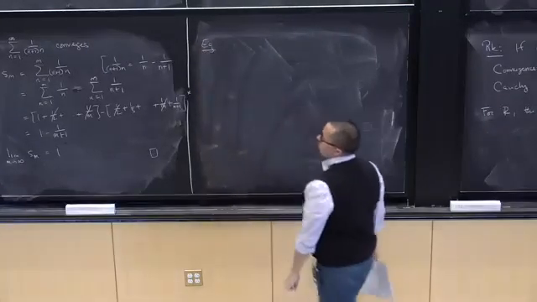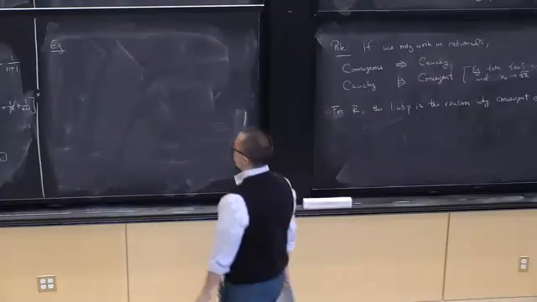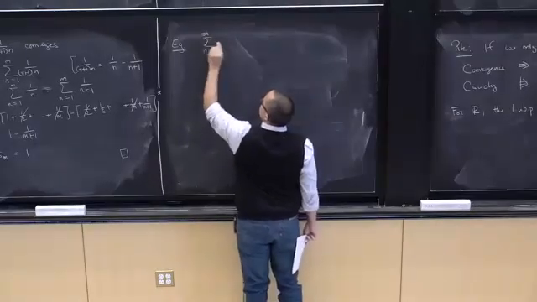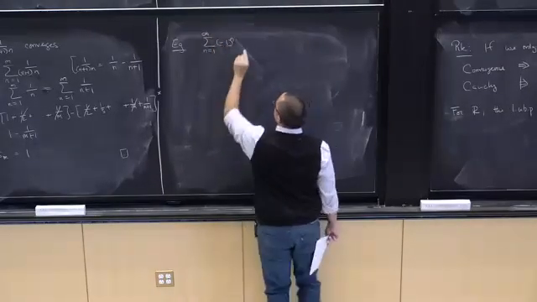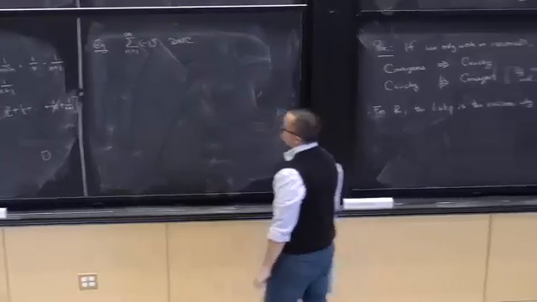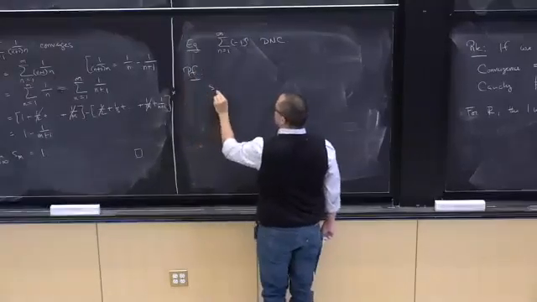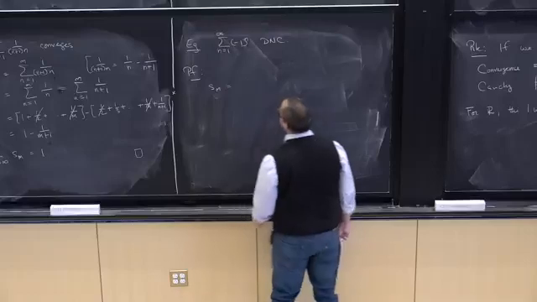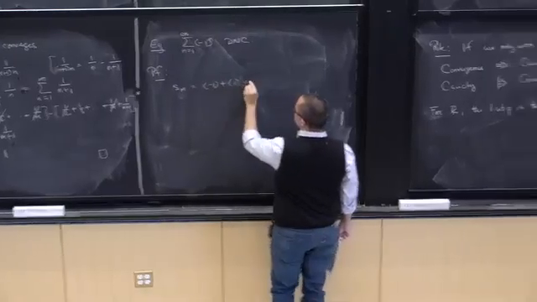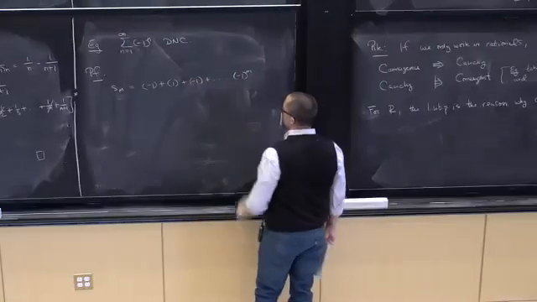Now, our favorite sequence which does not converge will give us a series which does not converge. So let's look at the sum from n equals 1 to infinity of minus 1 to the n. This does not converge. So what's the proof? The mth partial sum is equal to minus 1 plus 1 plus minus 1, up until I get minus 1 to the m.